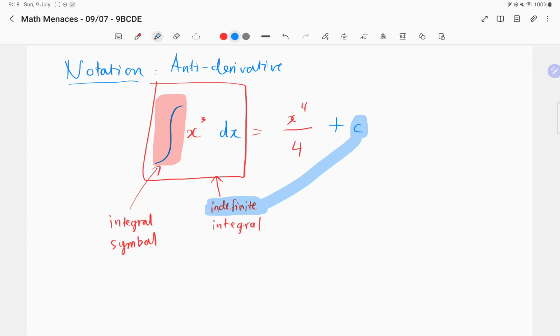Yeah, what it is, it could be a million, it could be 1 trillion, whatever. We don't know what that number is. That's why it's called an indefinite integral. So the answer will always have a plus c. Okay, so that's what the indefinite integral is.